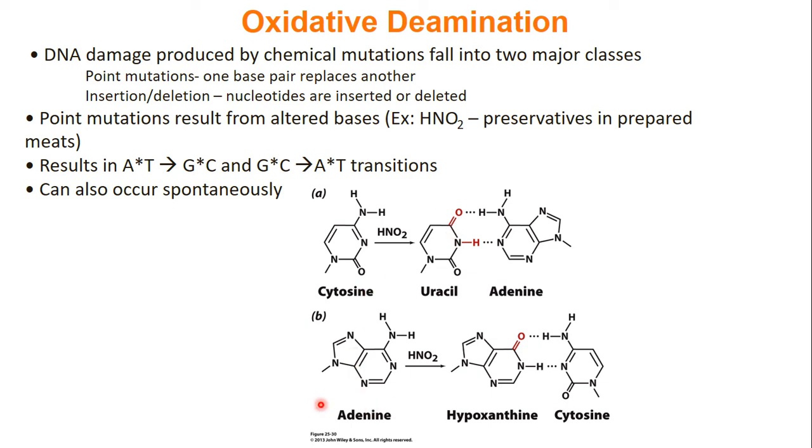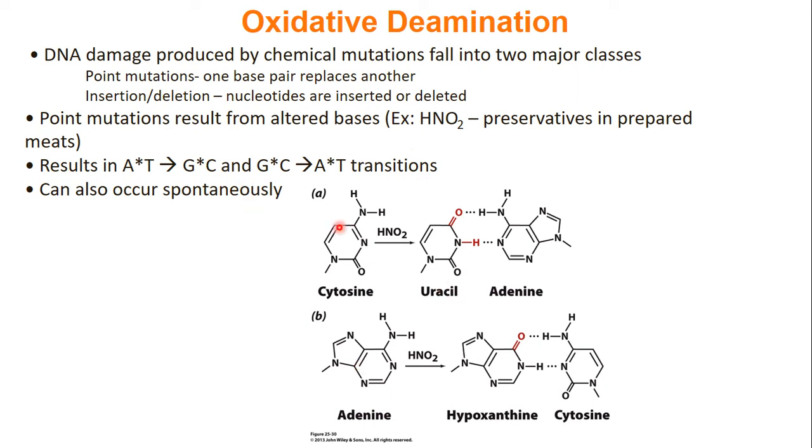Here we have adenine, and HNO2 will come along, and it will become hypoxanthine. This hypoxanthine will now pair with cytosine. So instead of an AT, now we have a C over here. And if this isn't corrected when we do DNA replication, we're going to put a G where an A used to be. So that's one way that you can have point mutations.